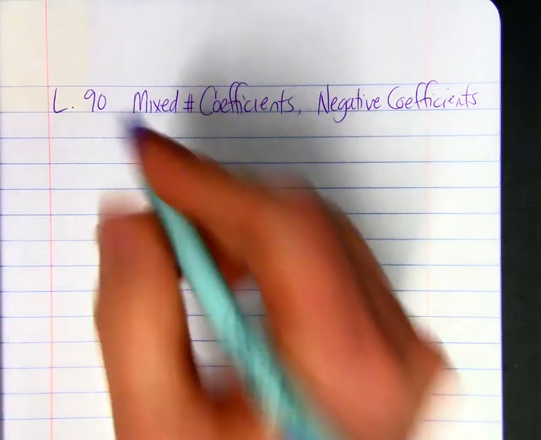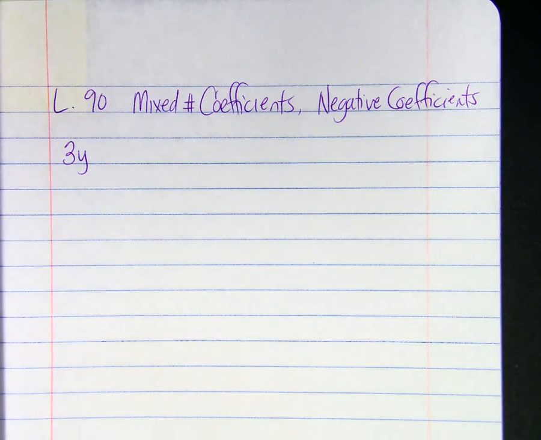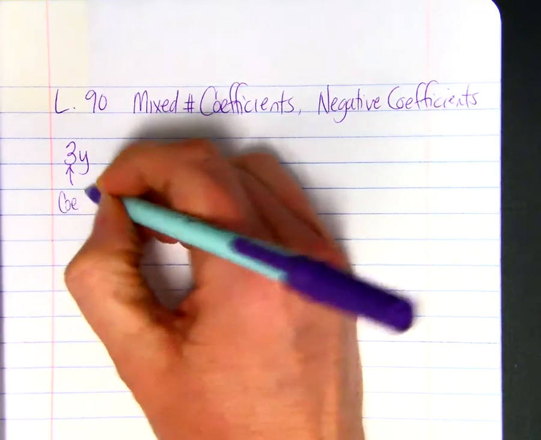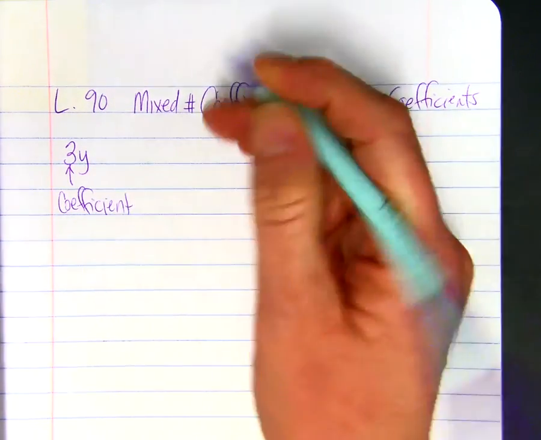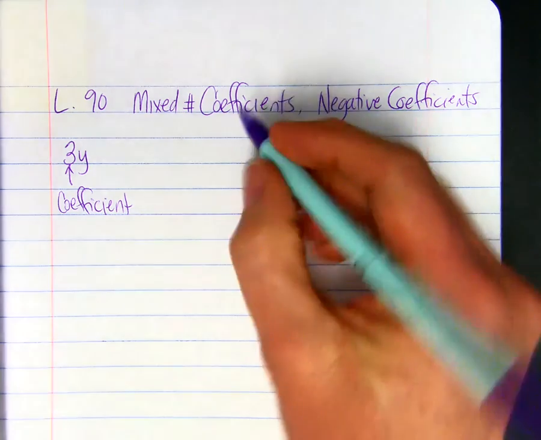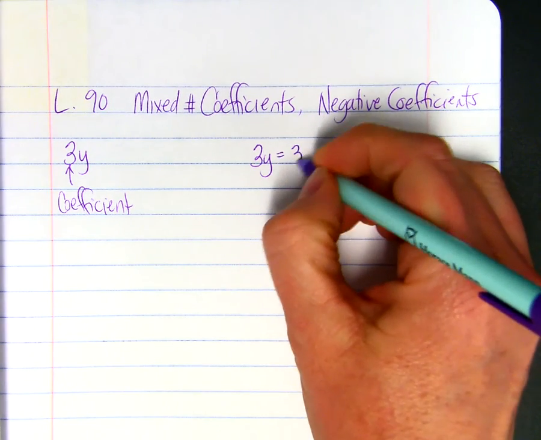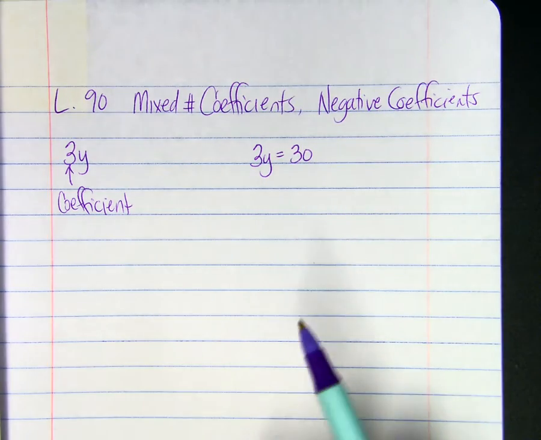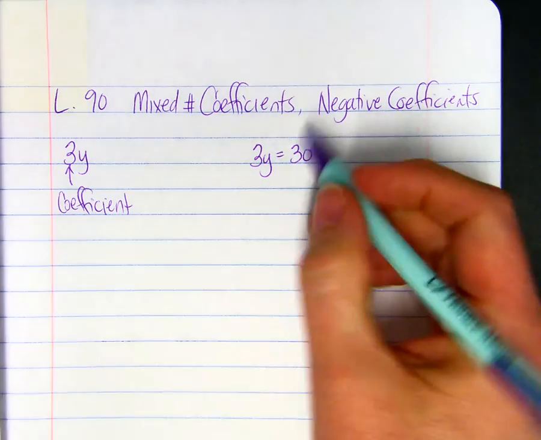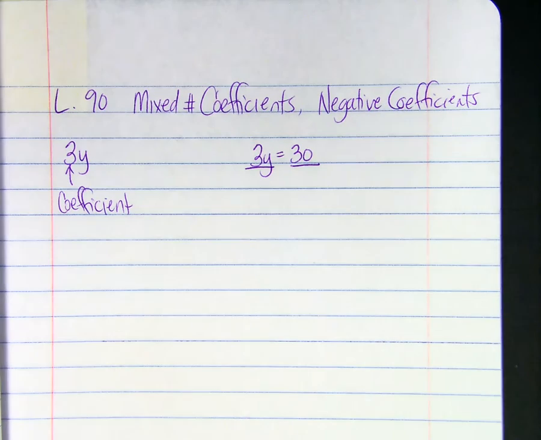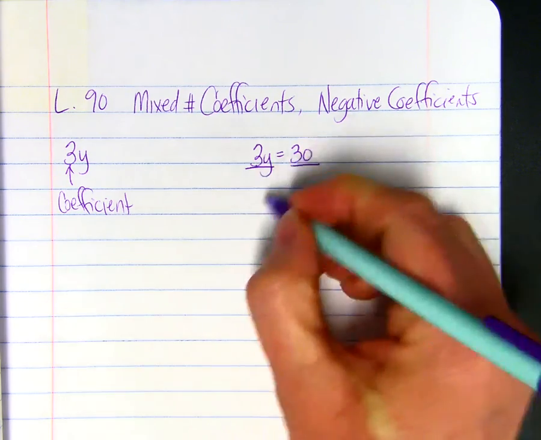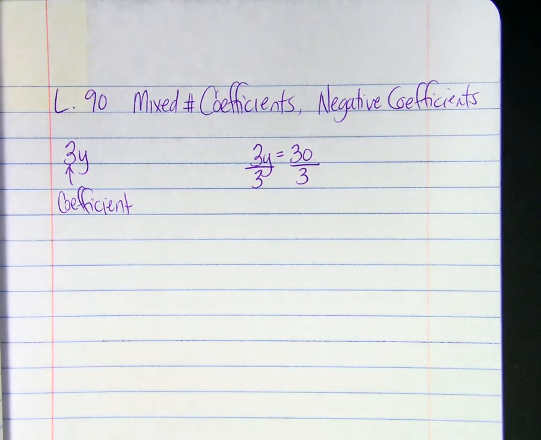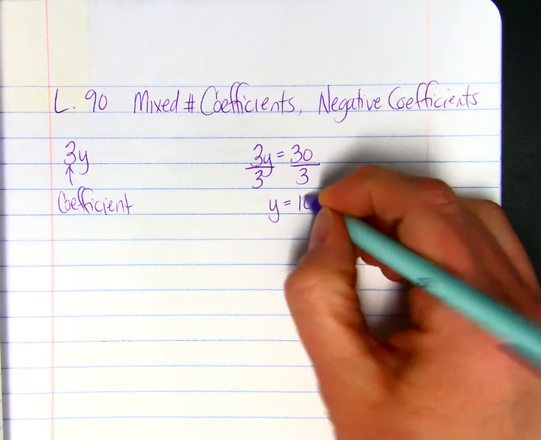Okay, when we have a number in front of a variable or a group of variables, that number is called the coefficient. When we have equations that we're trying to solve, we want the coefficient to be 1. So we want to know what 1y is, not 3y. So if you remember, you just draw a line under each side, pick the coefficient that's right next to y, and divide both sides. So in this case, y equals 10.